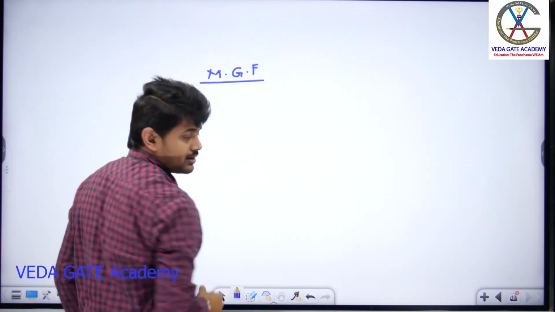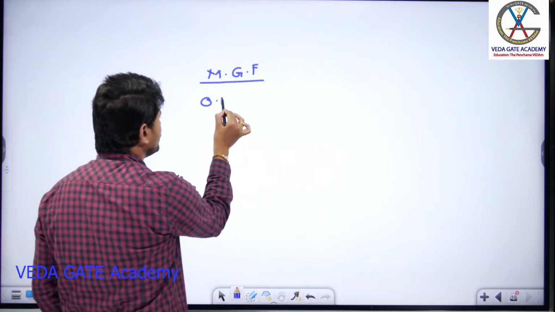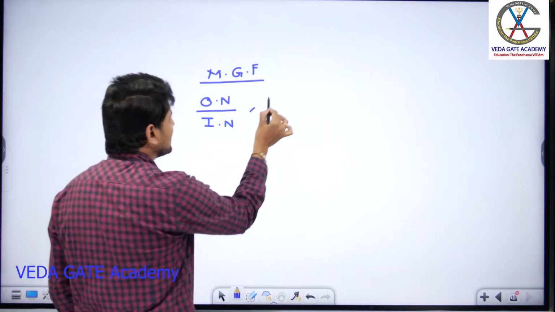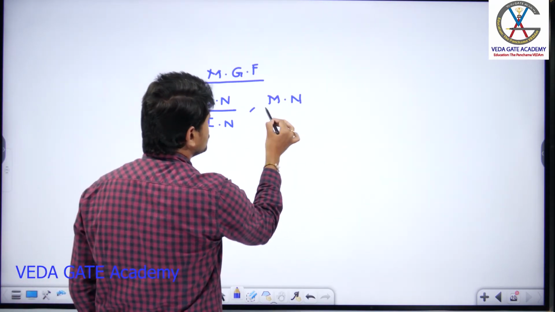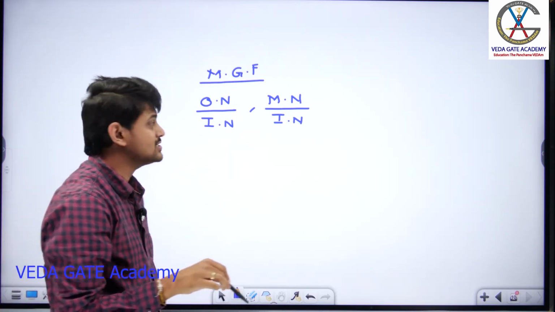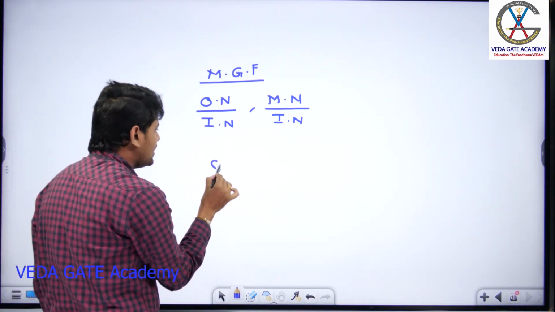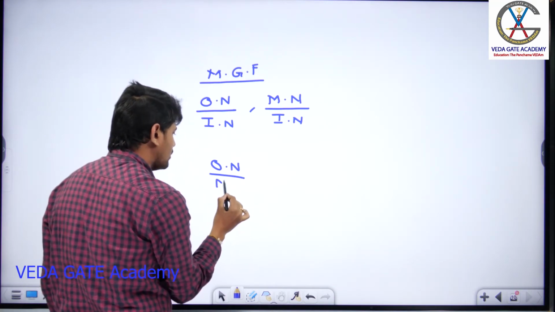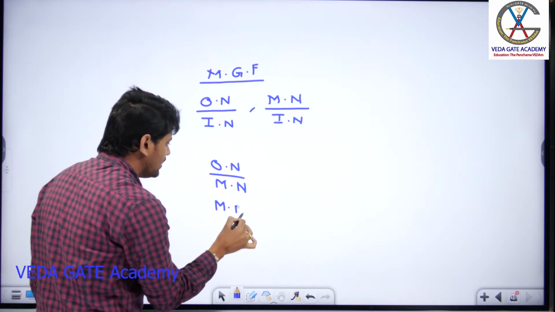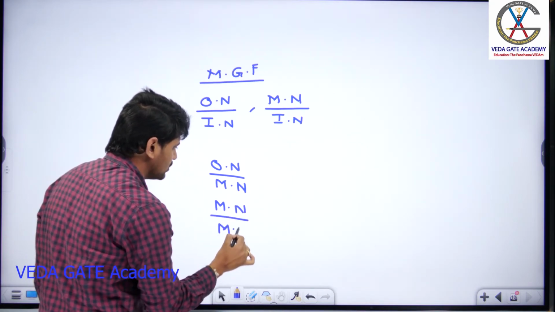So, the conclusion I would like to say here is, Mason's gain formula is directly applicable between output node to input node. I can directly apply it. Second, I can also directly apply it between mixed node to input node. But I cannot directly apply Mason's gain formula between output node to mixed node, or between mixed node to mixed node.